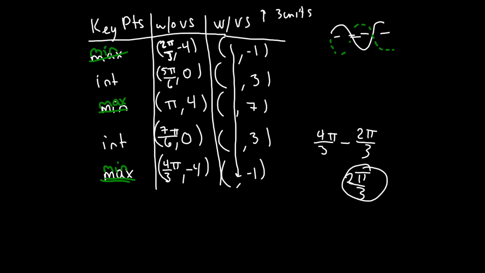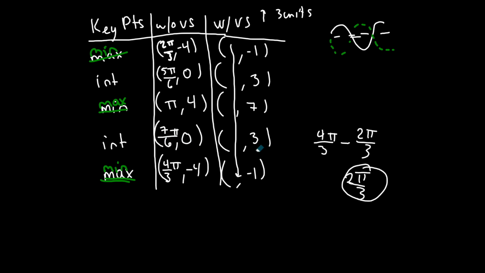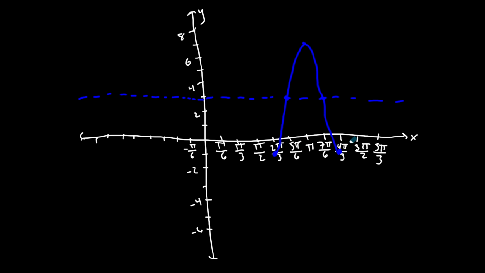Pi, 7. Pi, 7, right? 7 pi over 6, 3. 4 pi over 3, -1. Everything matches. Once I have everything in there, it's very simple.